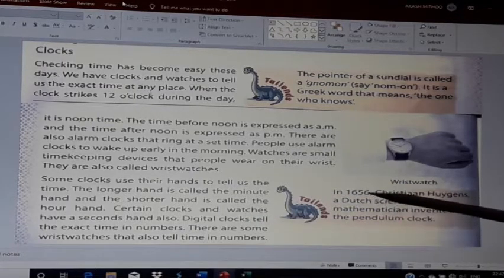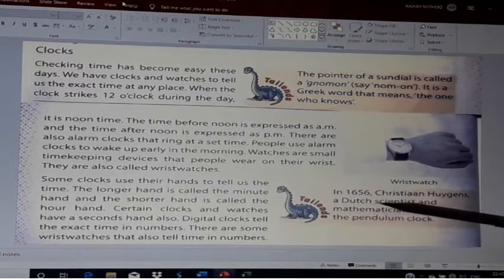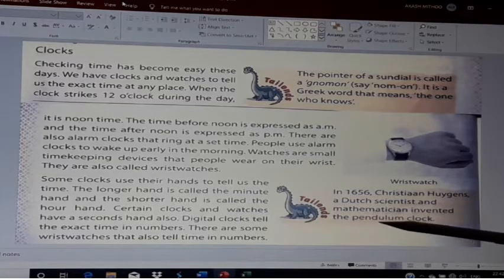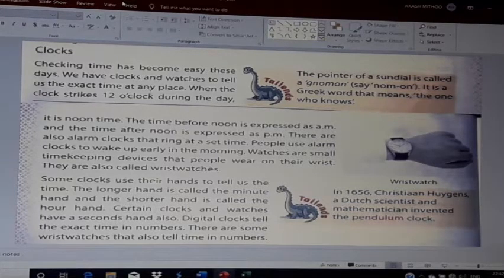In 1656, Christian Huygens, a Dutch scientist and mathematician, invented the pendulum clock. I had also shown the pendulum clock. What is the meaning of pendulum? Pendulum means a weight hung from a fixed point so that it can swing freely.